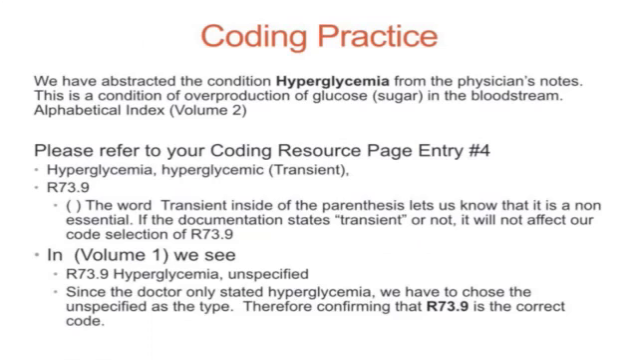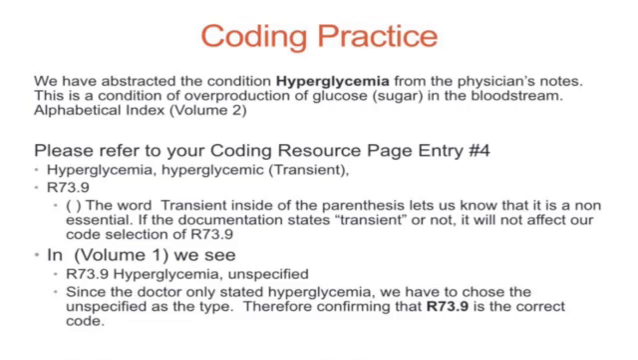Coding practice. We have abstracted the condition hyperglycemia from the physician's notes. This is a condition of overproduction of glucose, sugar, in the bloodstream. Alphabetical Index, Volume 2. Please refer to your coding resource page, entry number 4, hyperglycemia, hyperglycemic (transient), R73.9. The word transient inside the parentheses lets us know that it is non-essential. If the documentation states transient or not, it will not affect our code selection of R73.9.